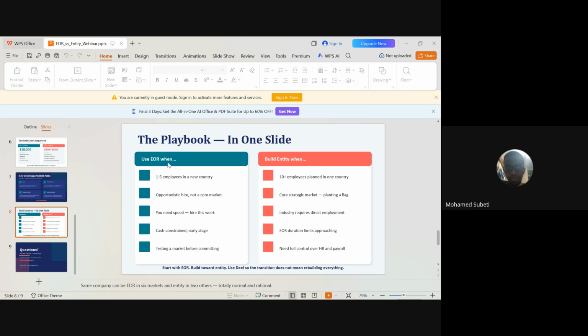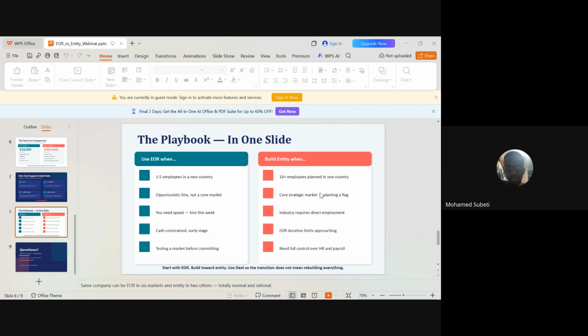Okay, so let me bring it home. The EOR versus entity decision isn't a one-time choice. It's a choice you make for each country. At each stage of growth, the same company can be running EOR in 6 markets and have entities in 2 others, and that's completely normal and rational. The 3 gates framework gives you a repeatable way to make that call.